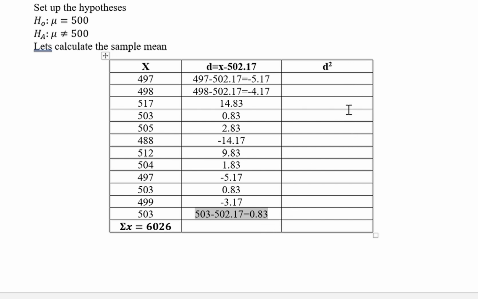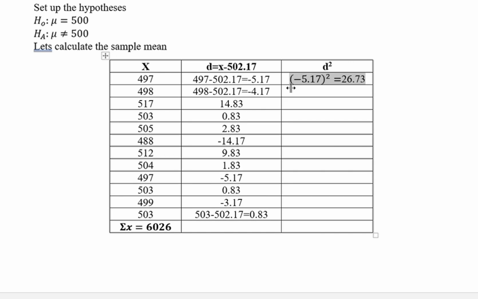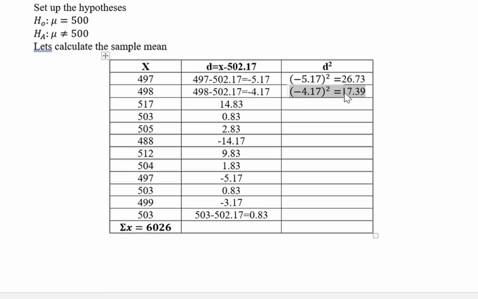Now this next column here is d squared, and it means you take the values you have found here, square them, and you get the values to write here. So the first one will be found by taking negative 5.17, you square that, and that will give you 26.73. This second one will be found by taking negative 4.17, square it, you get 17.39, and you work out the rest like that up to the last one, which is 0.83 squared, giving you 0.69.